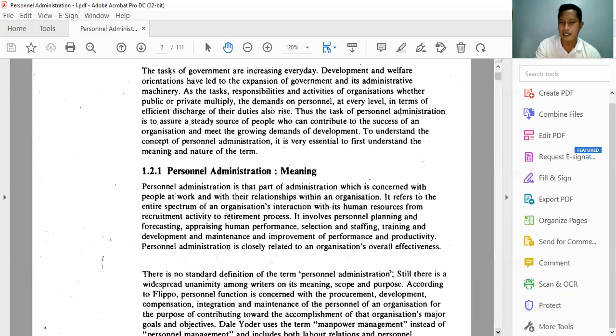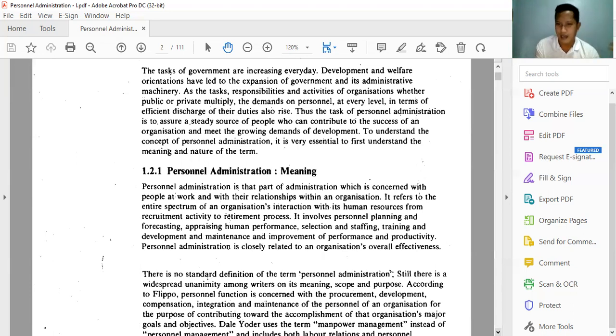Personal administration is part of administration concerning the relationships within an organization. It speaks of the persons who are involved in a particular organization and their resources. It refers to the entire spectrum of an organization's interaction with its human resources, from recruitment activity to retirement process. Take note, later on we can discuss that one.